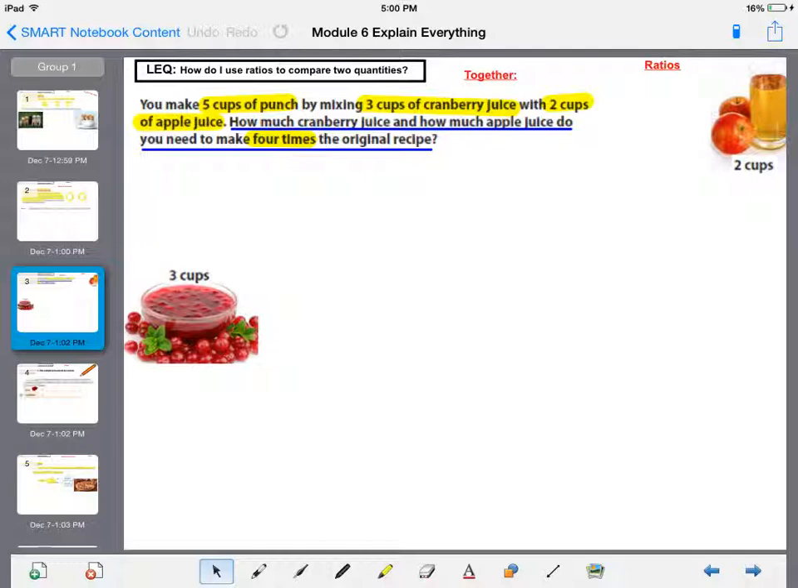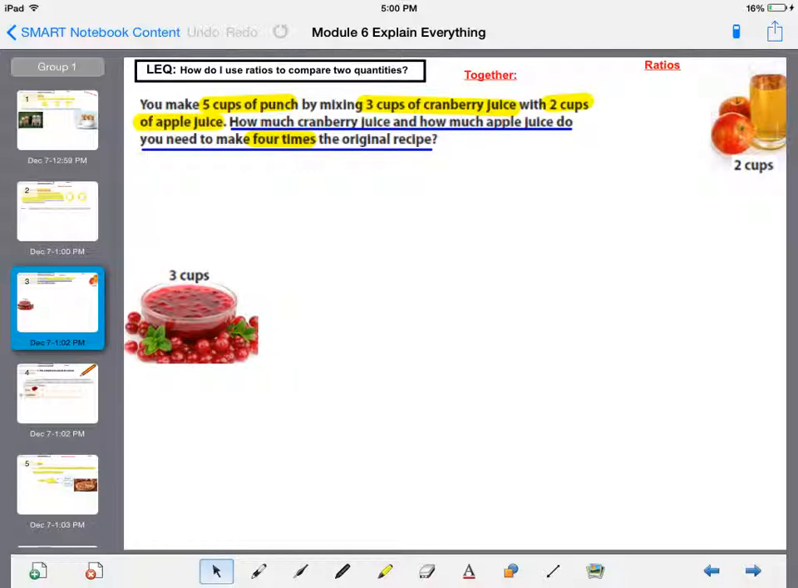Now let's practice what we know about ratios and apply it. In this slide, it tells us that we make 5 cups of punch, and those 5 cups are comprised of 3 cups of cranberry juice to 2 cups of apple juice. And then the question asks us how much cranberry juice and how much apple juice would you need to make 4 times the original recipe?